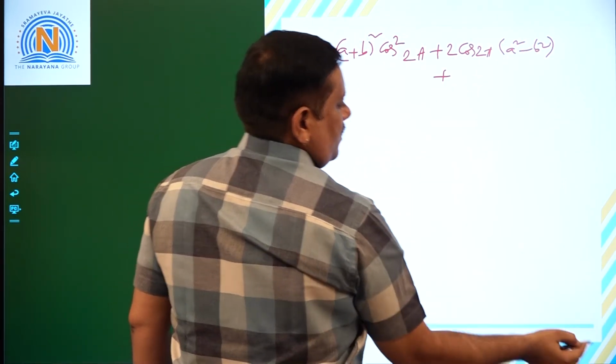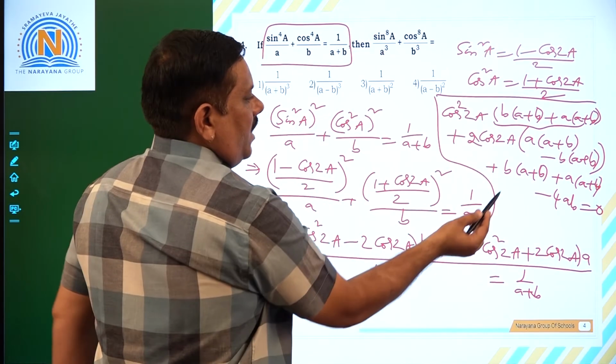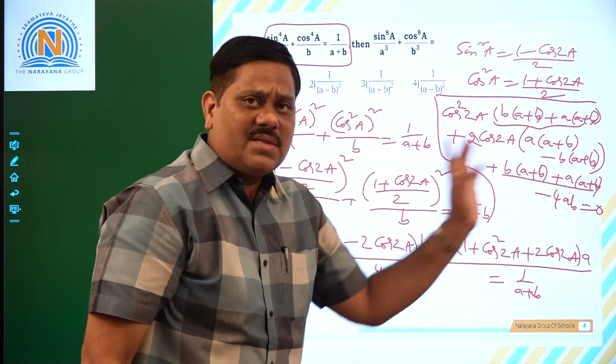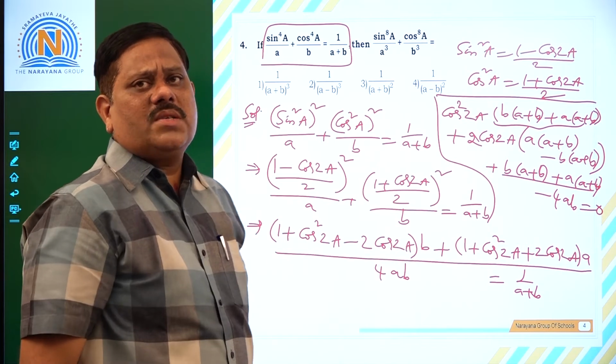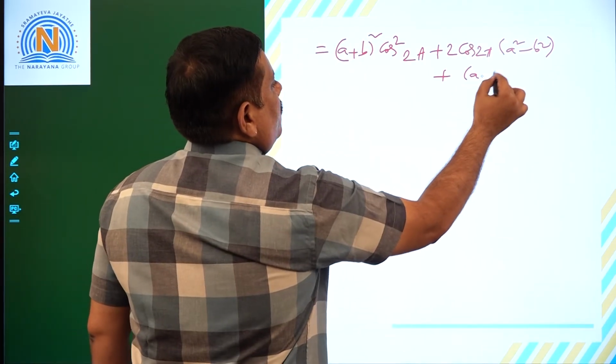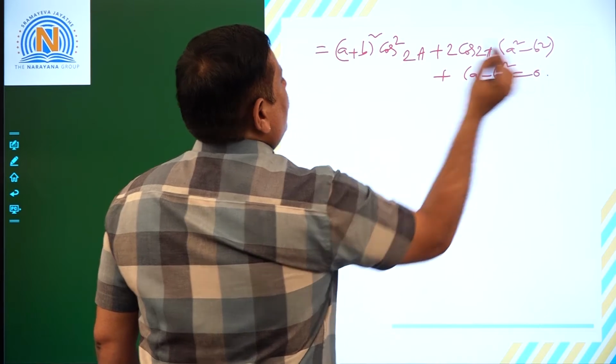Okay? Plus, what is the next term? Next term we have, this is nothing but a plus b whole square. A plus b whole square minus 4ab. What is a plus b whole square minus 4ab? A minus b whole square. So we have here a minus b whole square. That is going to be 0.